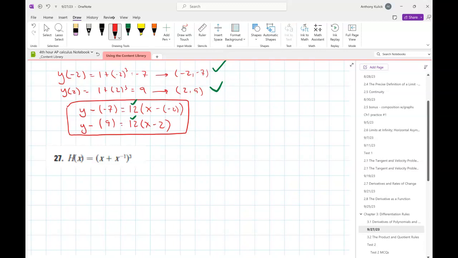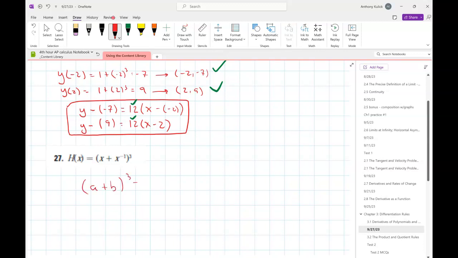We will look at the derivative rule of how to do this, but that won't happen until, I think, section 3 or 4. But we can still do this problem. What we need to do is simplify this first. So I'm just going to FOIL this thing out.